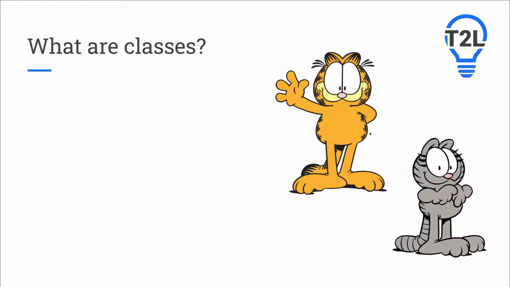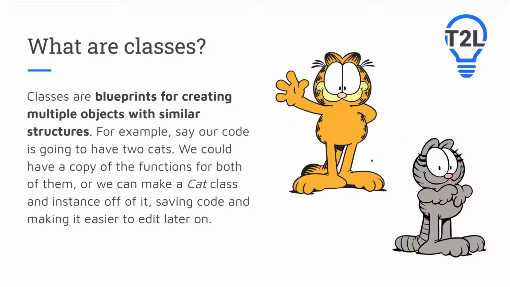Cool. So first of all, what are classes? So we got Garfield and Normal here. You can think of classes like blueprints for creating multiple objects with similar structures. It kind of outlines how a bunch of different things should look like. So, for example, the two cats, right? Garfield and Normal. We could copy code for each of them. Like we could have a Normal file and a Garfield file. We can have all this stuff.